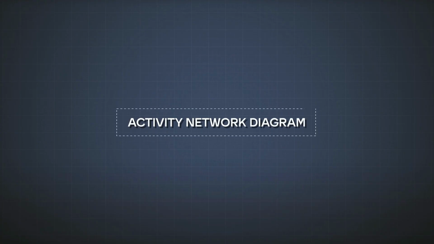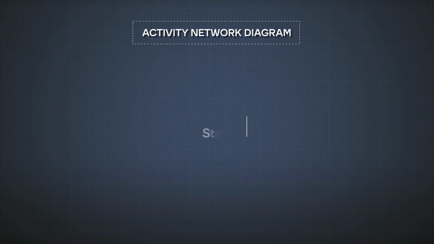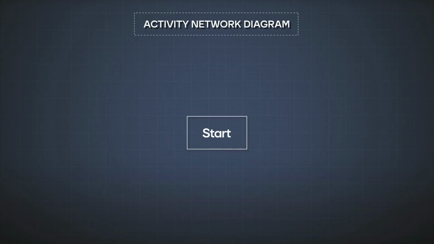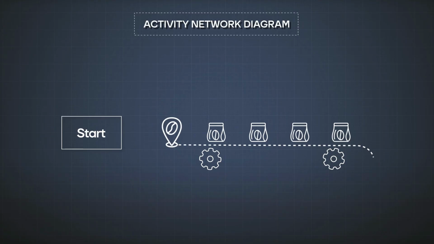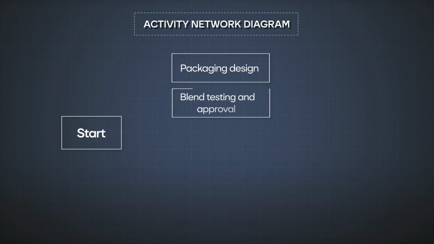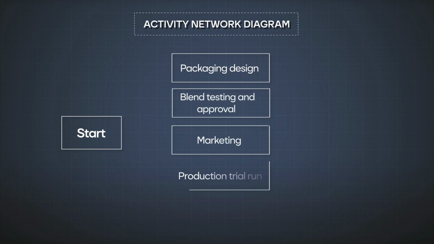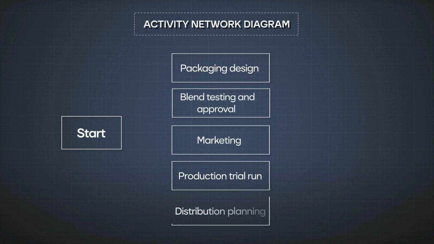Now the last MP tool is the activity network diagram. Think of this as project scheduling with X-ray vision. Instead of just listing tasks, you map them out so you can see how they depend on each other. Let's go back to the premium coffee launch. Your major tasks might look like this: packaging design, blend testing and approval, marketing, production trial run, and distribution planning.